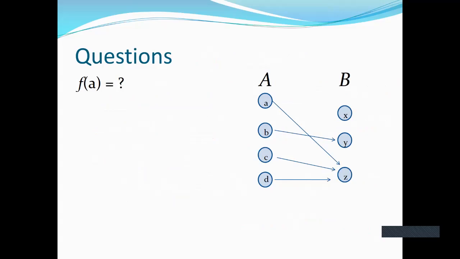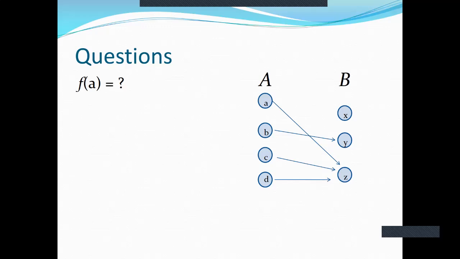Okay, so a few revisions. Say, for example, this is set A and this is set B. Set A is A, B, C, D, 4 elements, and set B has 3 elements, X, Y, and Z. So what is f of A? What do we mean by f of A? F of A means if we map A from set A with the function f to set B. In other words, what is the image of A?